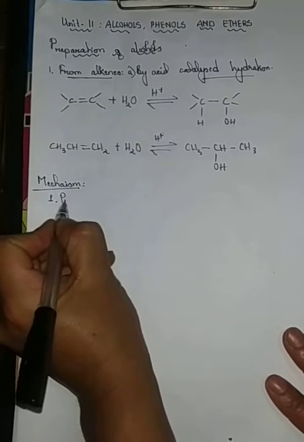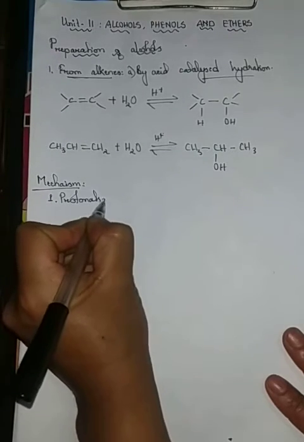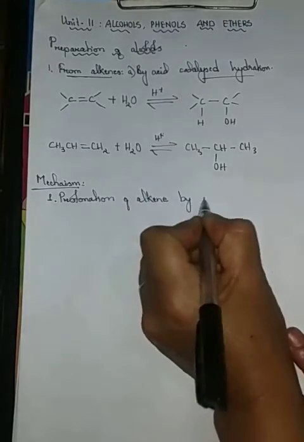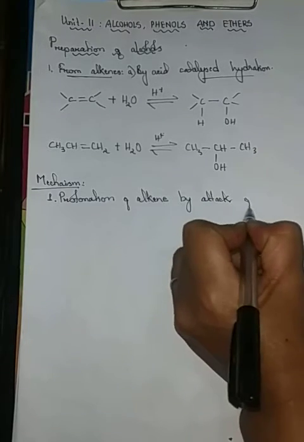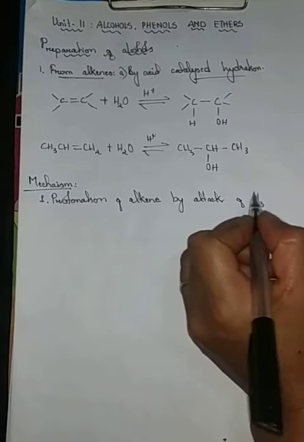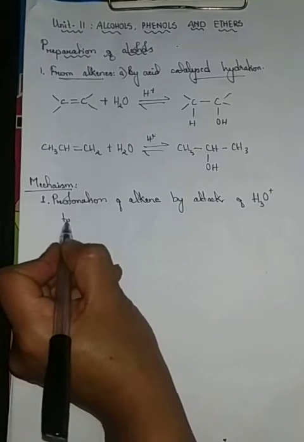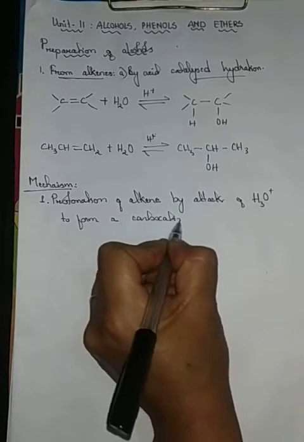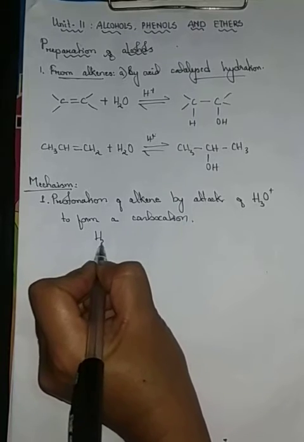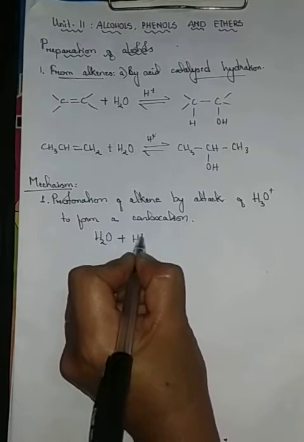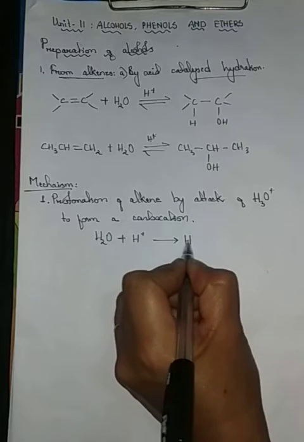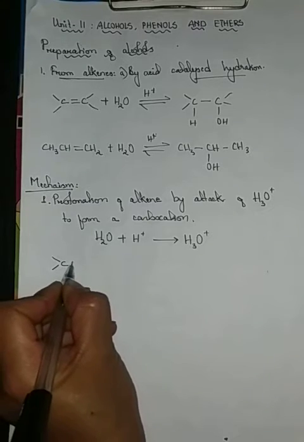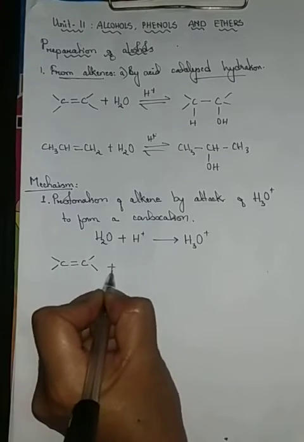Step number 1 is protonation. Protonation of alkene by attack of H3O+ to form a carbocation. Now our water molecule is acid catalyzed, giving us H3O+. Now here we have our alkene, carbon to carbon double bond. Our alkene is here, H.